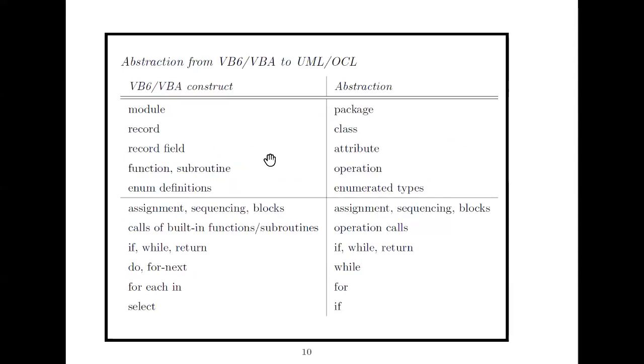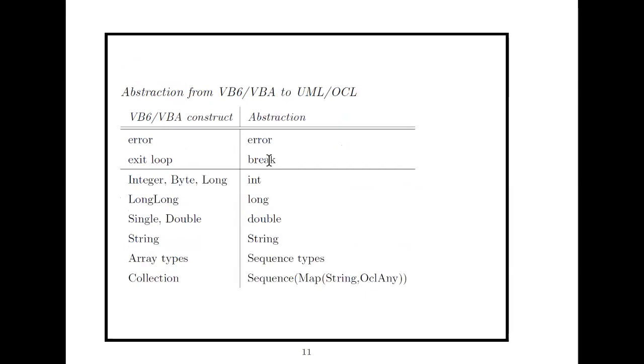Here, for example, we have a table for VB6 constructs and how they have been abstracted to UML and OCL. For example, a module we have abstracted to a package, while a record to a class, a for each, and so on. And this is a continuation of the same table with different constructs and their abstraction.